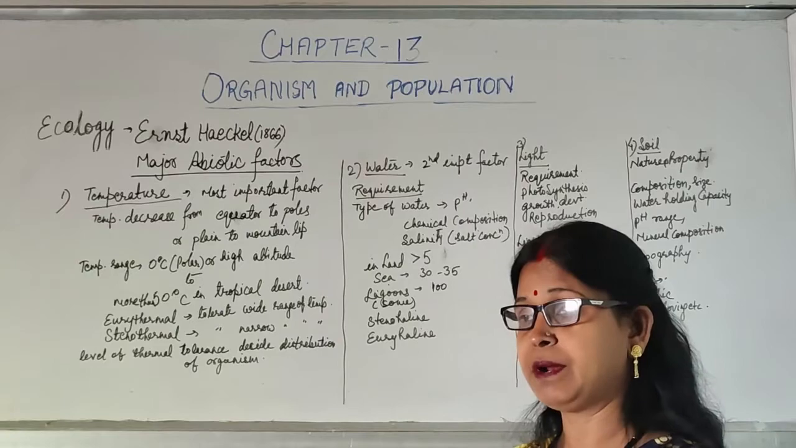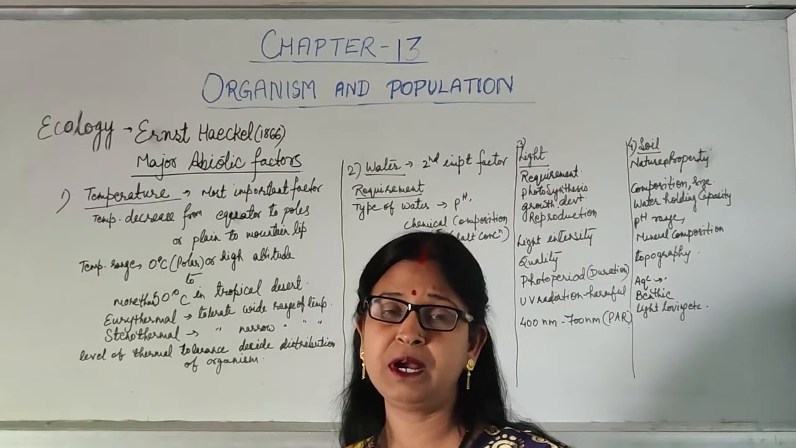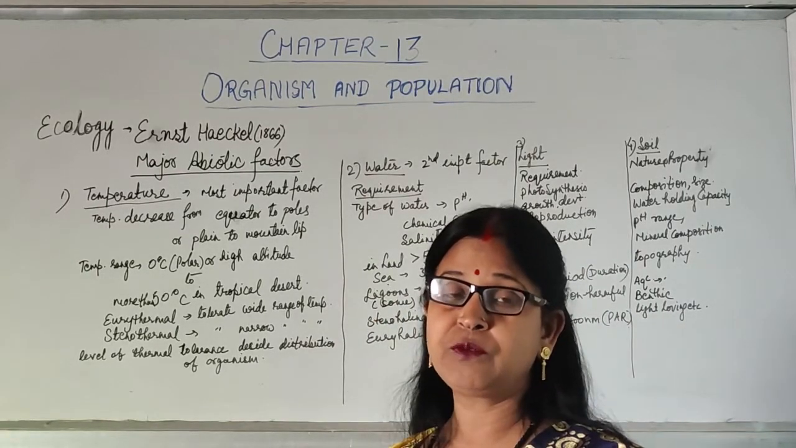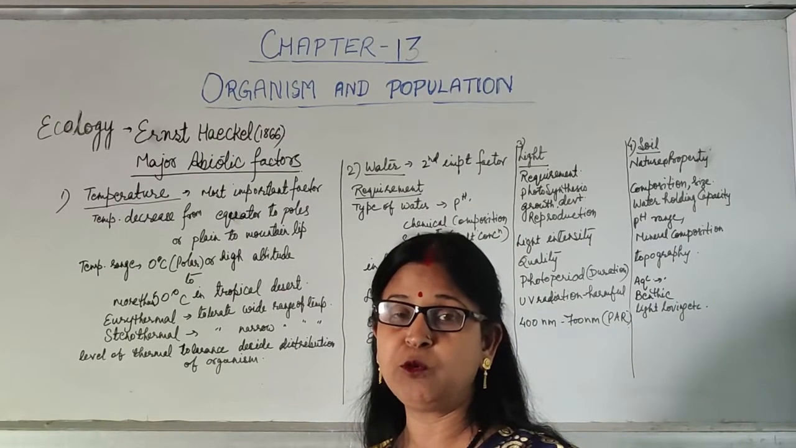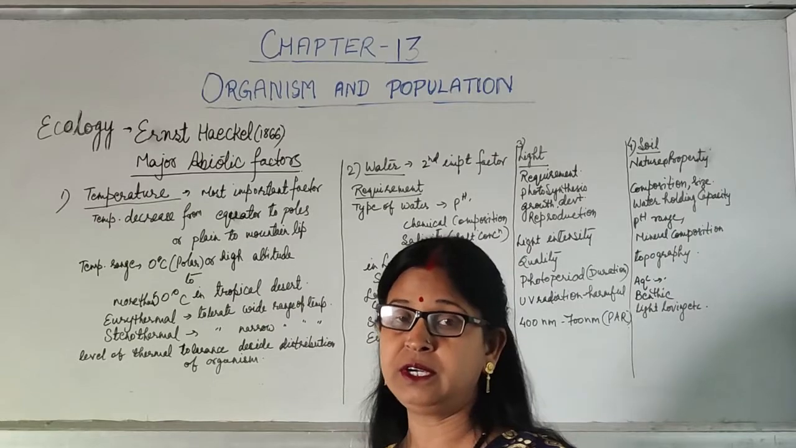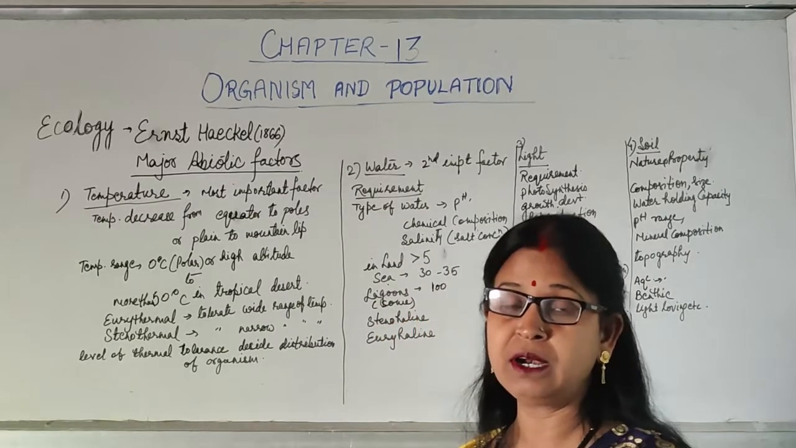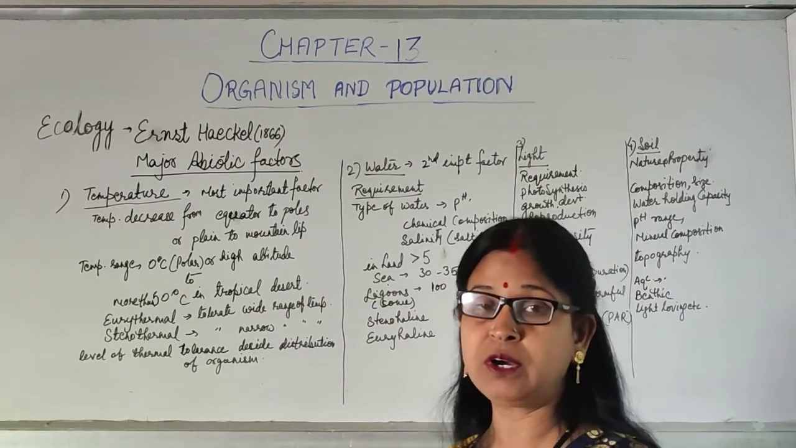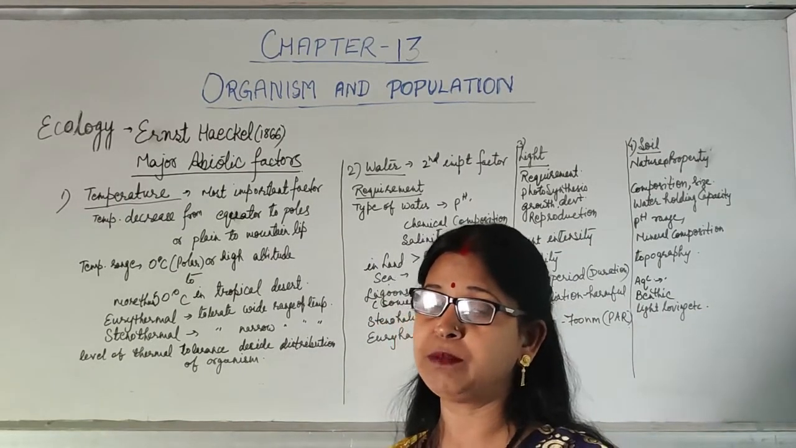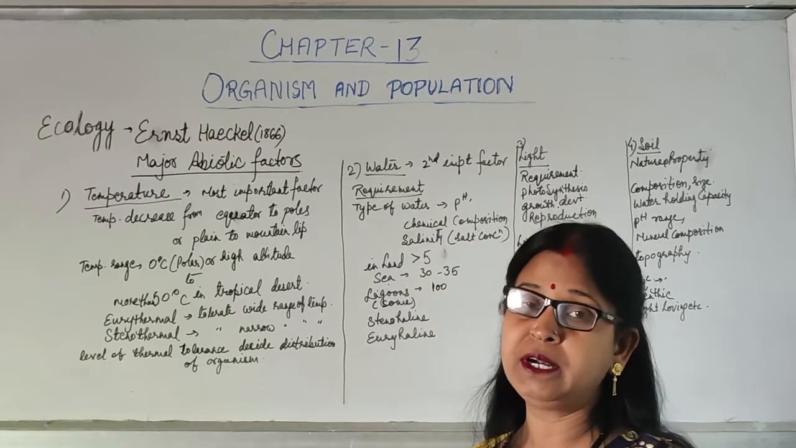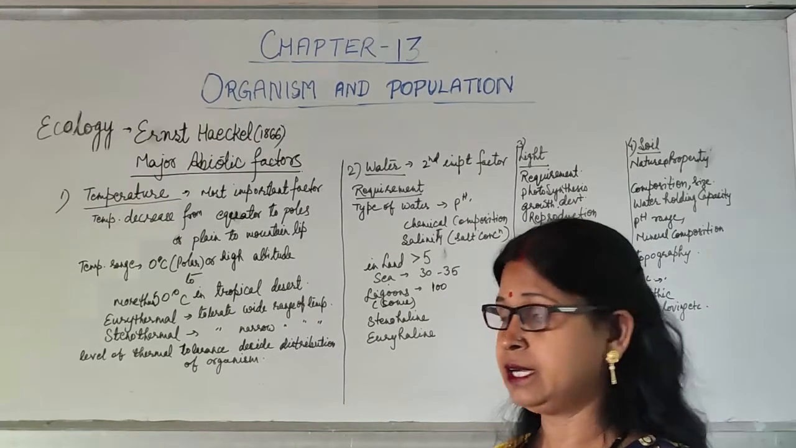Depending upon the photoperiod, there are three types of plants: long day plant, short day plant, and day neutral plant. Long day plants are those plants which require a day length more than the critical length of the day for flowering. Whereas the short day plant will require a short day, that is a shorter photoperiod, for their flowering, and the day neutral plants are not dependent on the duration of the light.